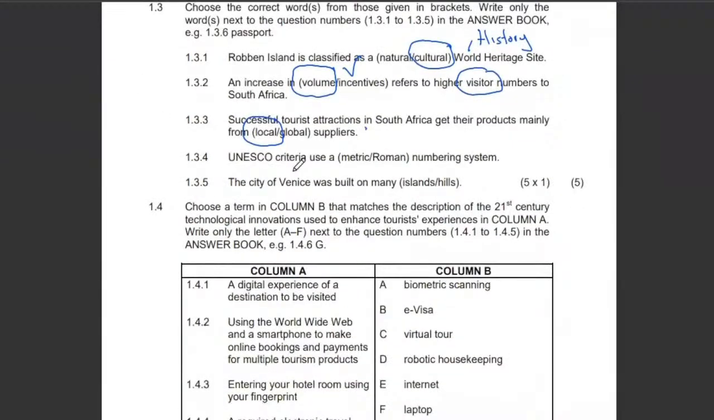Then the next question has something to do with UNESCO, which is the United Nations Educational, Scientific and Cultural Organization. So which criteria do they use? They actually use the Roman numbering system. Instead of using the metric system, they use Roman numerals. They use the Roman numbering system.